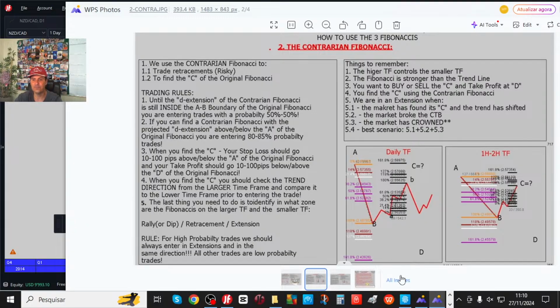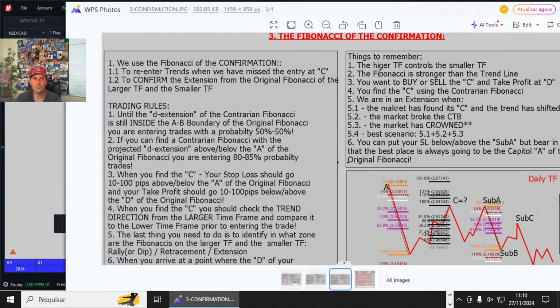All right. Exactly, here is the confirmation Fibonacci. We are using the confirmation Fibonacci to re-enter trends when we have missed the entry at the C, and number two, to confirm the extension from the original Fibonacci of the larger time frame and the smaller time frame.